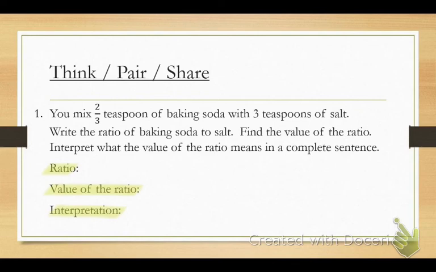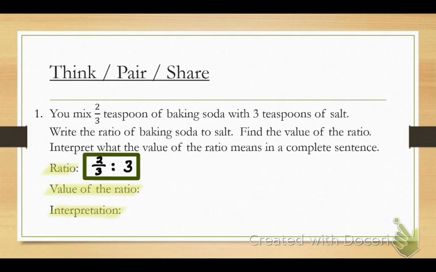Let's find the ratio. Remember, we're going to compare the first quantity to the second quantity. What's the first thing it tells me in my story problem? 2 teaspoons. All right, so let's write it like this. 2 to, and what am I comparing that to? 3 teaspoons. And that's it. That is how you write your ratio. You're just comparing the first thing to the second thing.